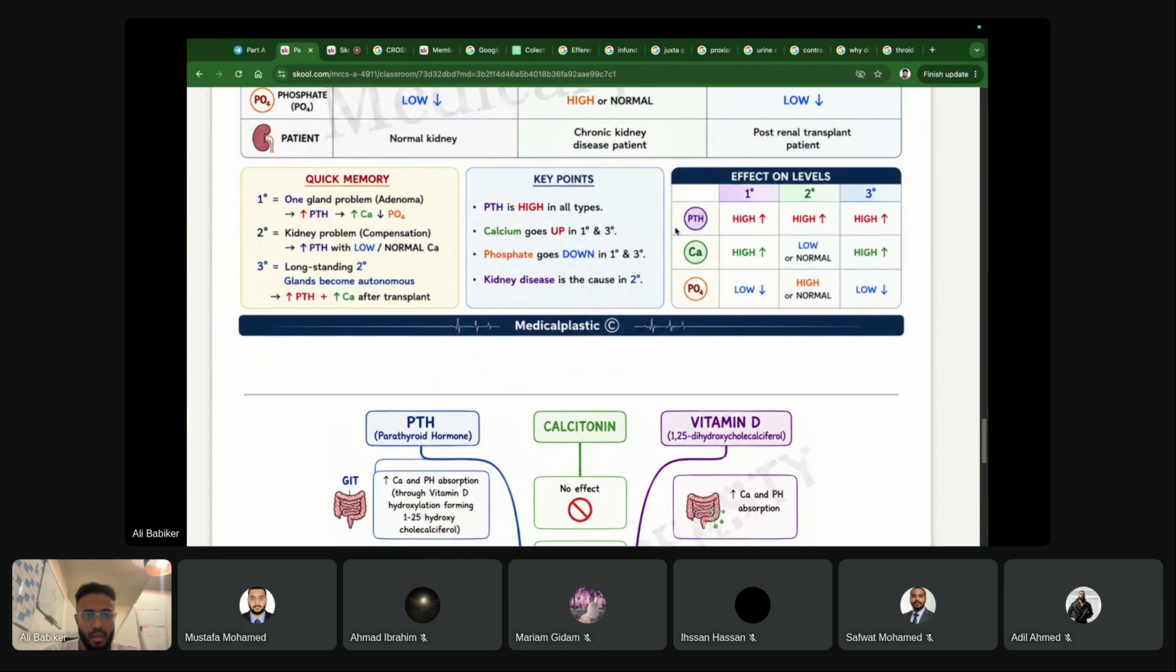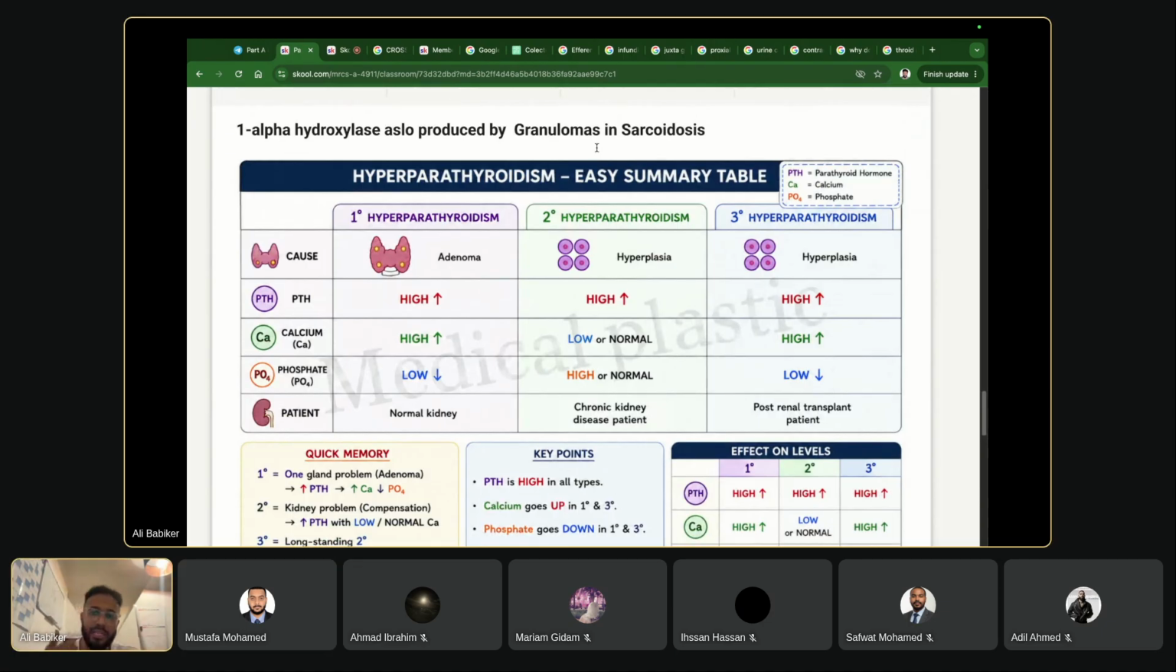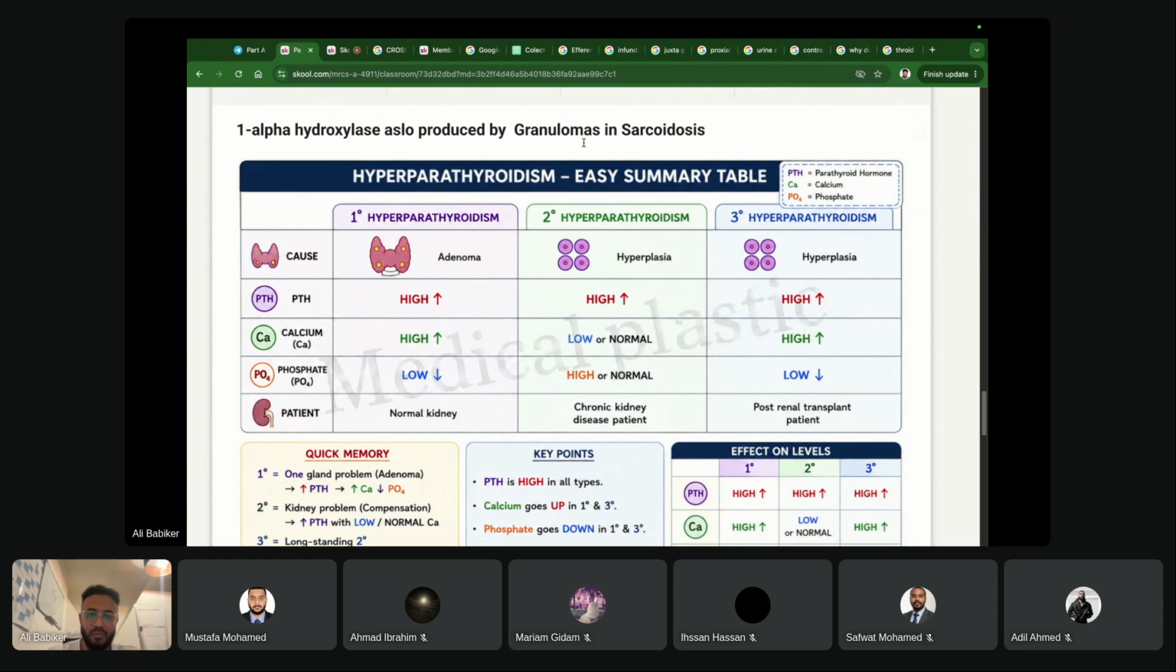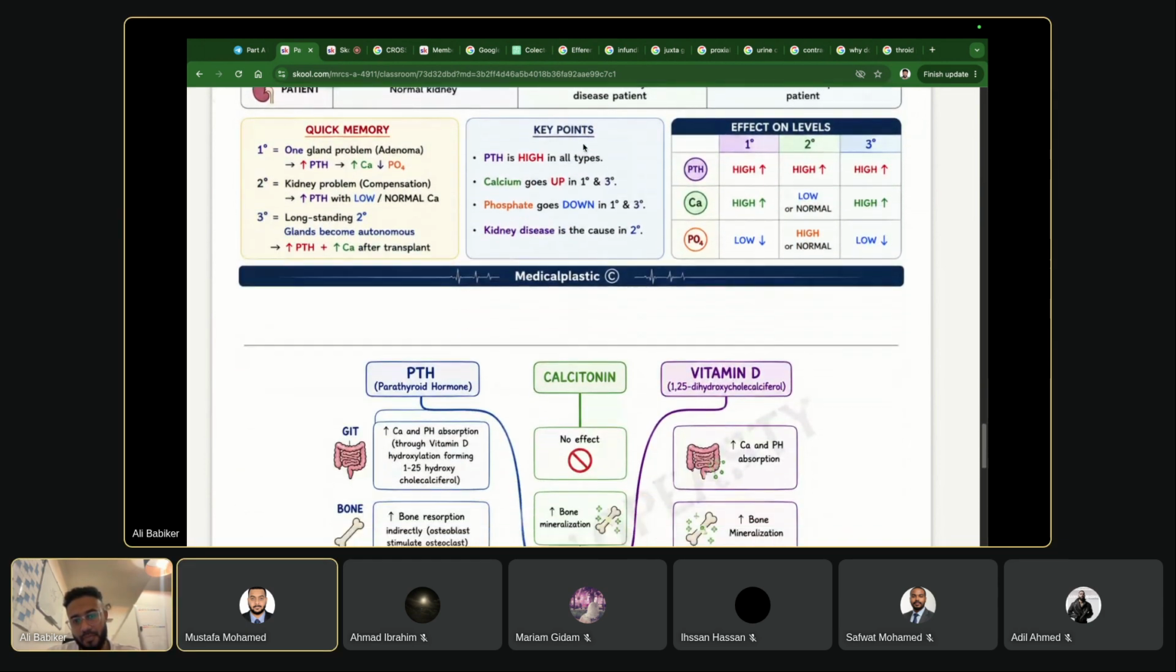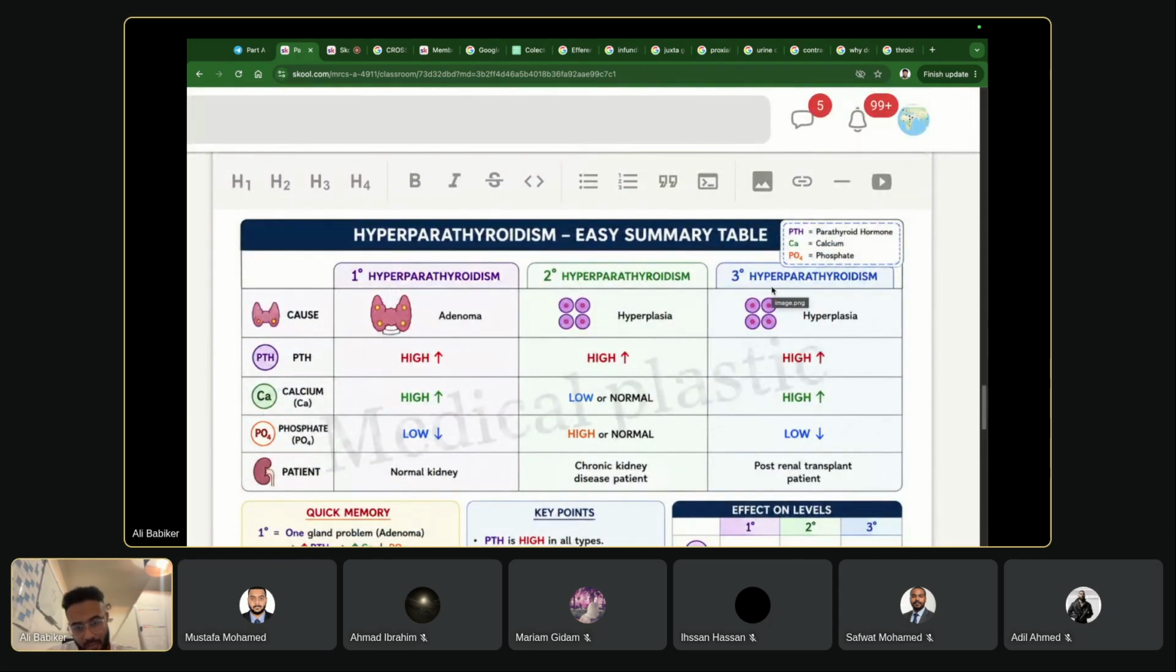What's the meaning of the word autonomous? Or spontaneous. Acting spontaneously from itself. When I say, Mustafa, be autonomous, that means I want you to be proactive, or act from within yourself. So the kidney will be autonomous? Not the kidney, the parathyroid.